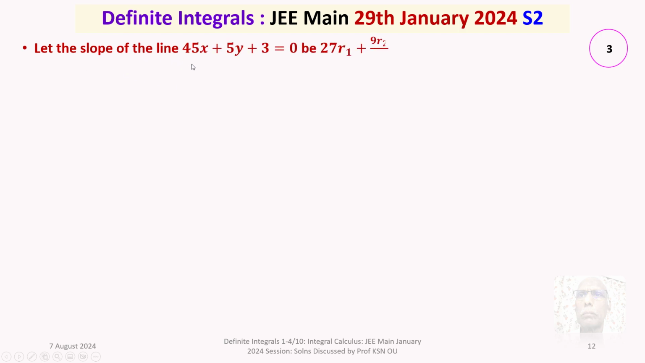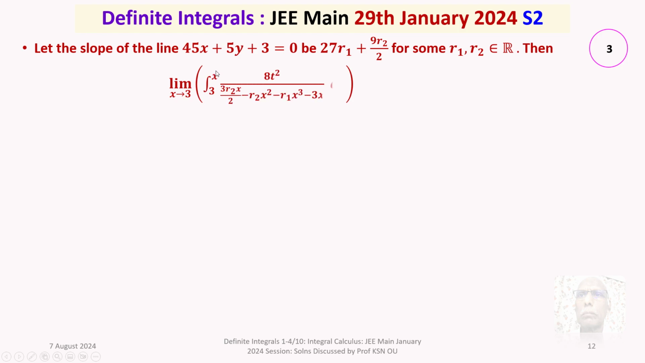Let the slope of the line 45x plus 5y plus 3 is equal to 0 be 27r1 plus 9r2 by 2 for some r1, r2 belonging to R, the set of real numbers. Then the limit as x tends to 3 of the definite integral from 3 to x of 8t square, divided by 3r2x by 2 minus r2x square minus r1x cube minus 3x, with respect to t, is equal to. Let's now discuss the solution of the problem in detail.